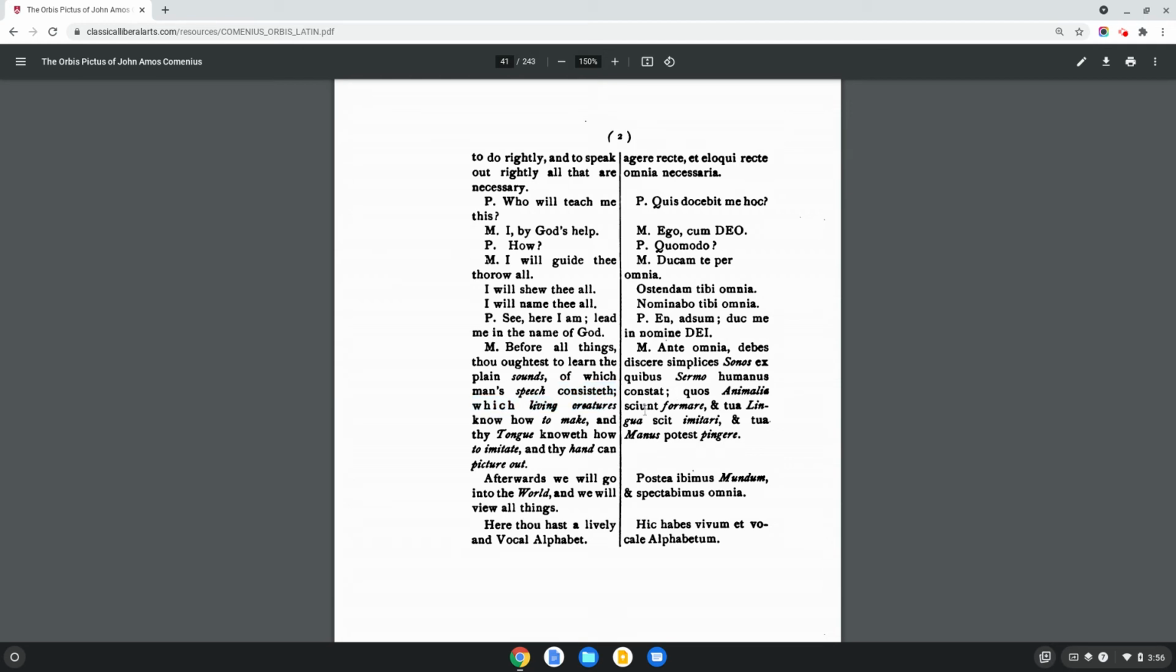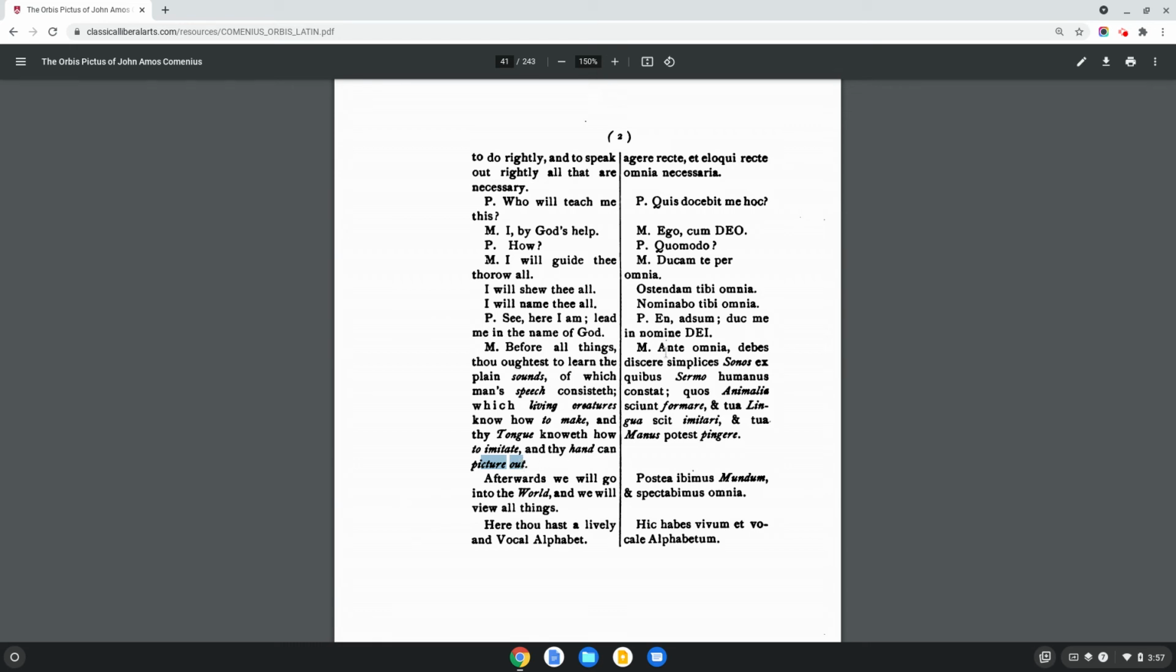Quos animalia sciunt formare. Quos means which. Animalia means living creatures. Sciunt means know. Formare means to make. Et tua lingua scit imitari. And thy tongue, lingua, knoweth, scit, how to imitate, imitari. Et tua manus potest pingere. And tua manus, thy hand, potest, can, pingere, picture out or draw.